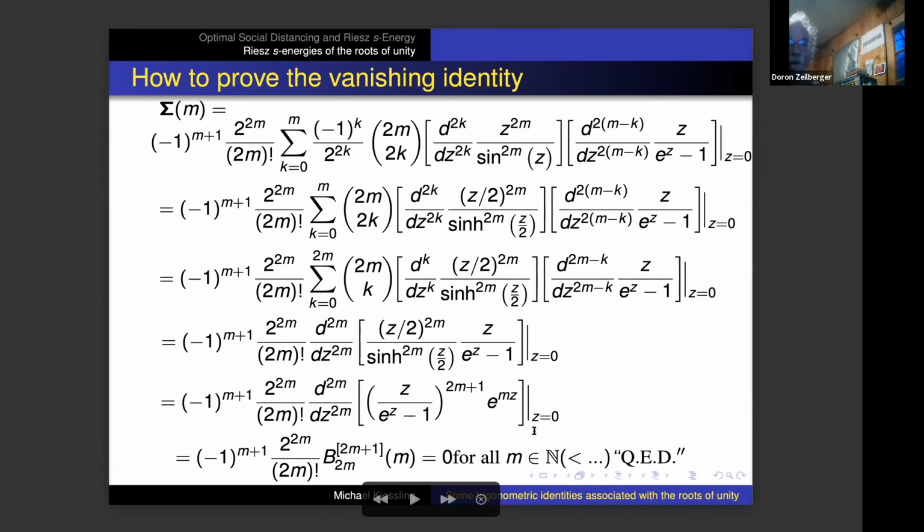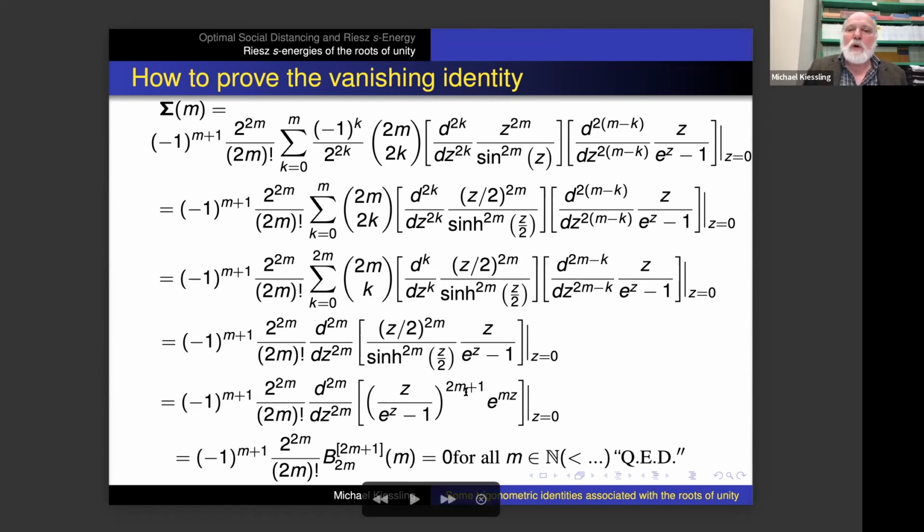Oh, that's beautiful. So we don't have to mention the word Bernoulli. Basically, that's actually true. You take z over the quantity e to the power z minus 1, to the power 2m plus 1, times e to the power mz. Now take the derivative 2m times, and then plug in z equals 0. Then you get 0. That's the conjecture, yes.